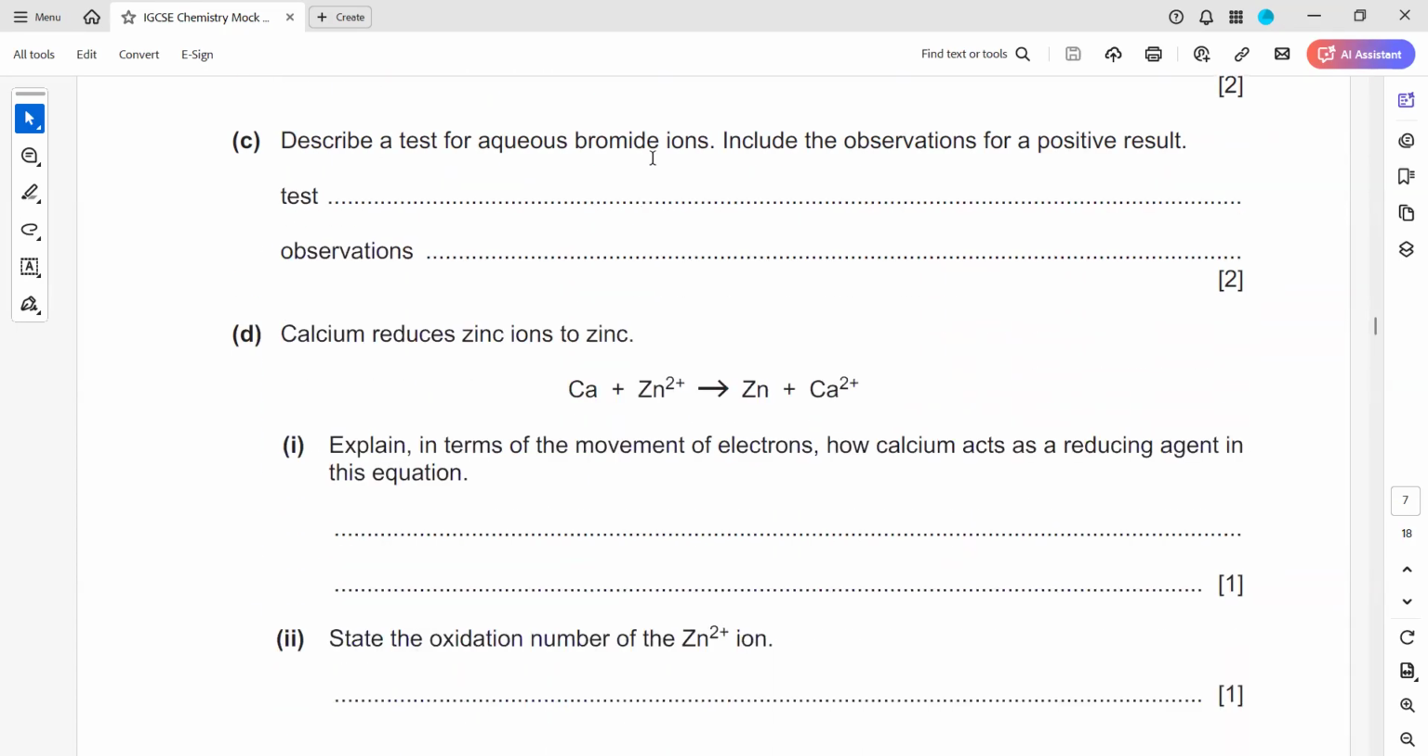Describe a test for aqueous bromide. How can we test the halide ion? We add nitric acid followed by silver nitrate, or acidified silver nitrate. You can say acidified silver nitrate.